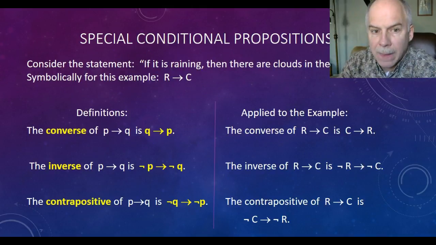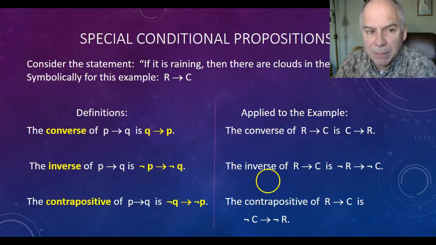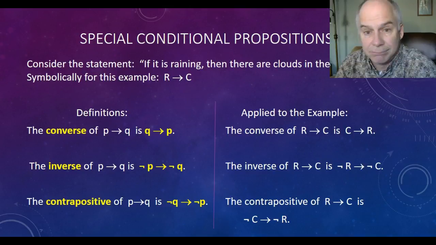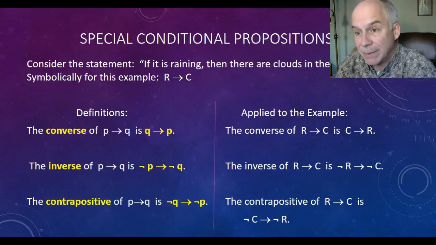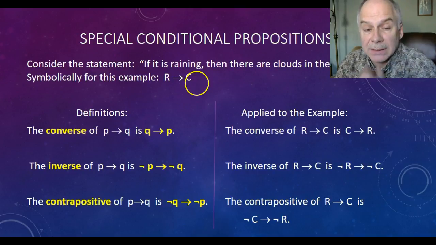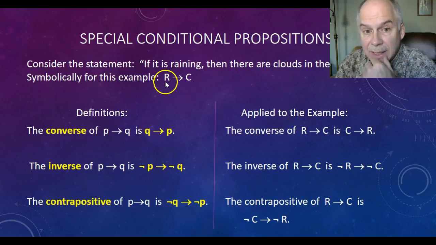Okay, moving on. Special condition propositions. Consider the statement: if it is raining, then there are clouds in the sky. Now, most people would agree with that statement, right? Let's symbolize it by R implies C. So if it is raining, then there are clouds in the sky.